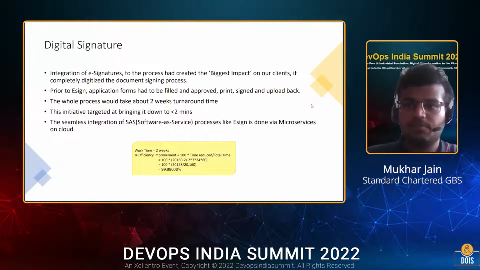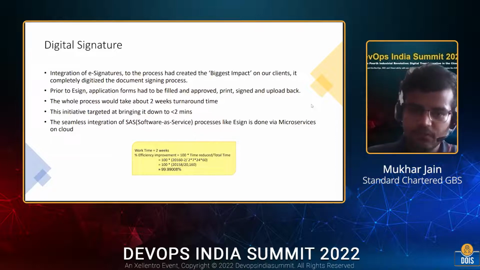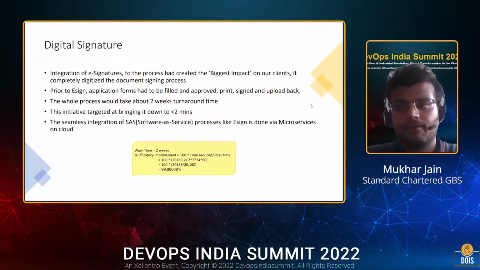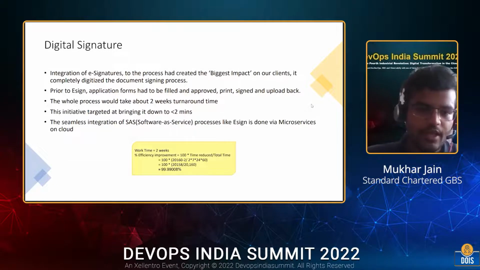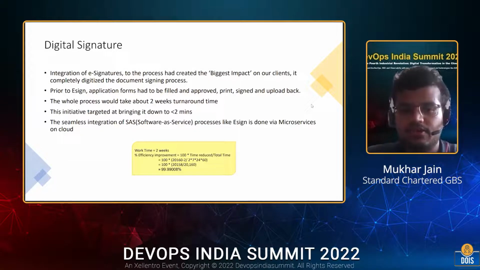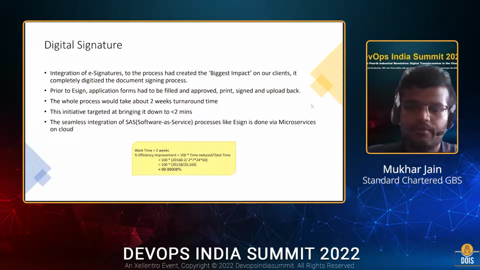And the effort has been drastically reduced. Let's say now the user just has to press a button to e-sign the documents and place the signatures, and the documents are e-signed. So this is the level of improvement which we're talking about, from 2 weeks to less than 2 minutes, which is almost 99.9% efficiency improvement. This seamless integration of software as a service processes like e-sign is done by microservices again.